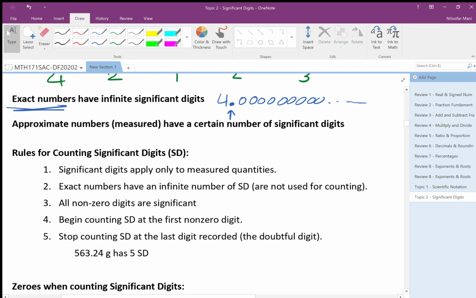Approximate numbers, however, have certain significant digits, and you have to really look at them and follow all the rules and you can count them.